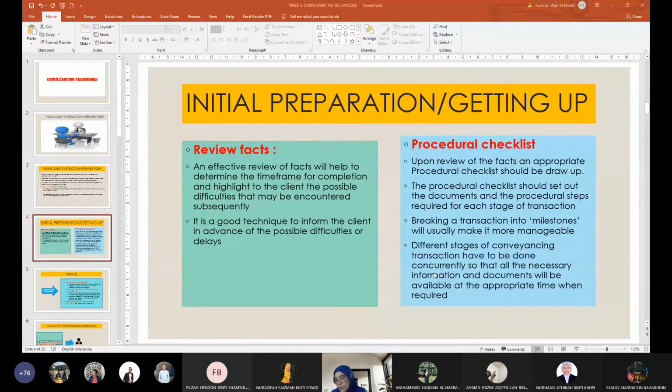Contohnya masa klien datang jumpa you last week, dia kata tak ada apa-apa, saya bukan seorang yang bankrupt, saya boleh enter into transaction. Tapi bila you buat bankruptcy search, you nampak rupanya dia seorang yang bankrupt. So this is what we mean, the process has to be done concurrently. Kalau kita tunggu one by one, kita tak boleh comply dengan the time frame given under the subsidy transaction yang biasanya 3+1 punya transaction. Okay. So initial preparation and getting up. Okay, timing.